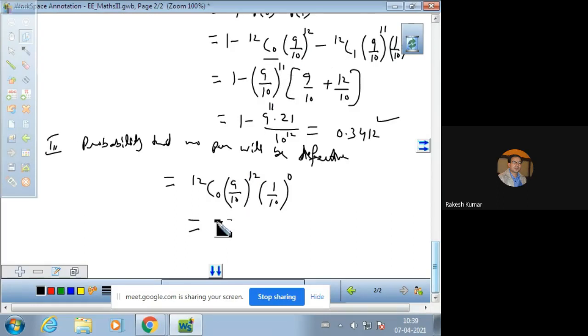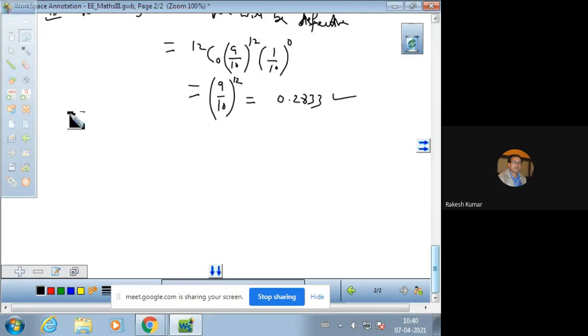After making the calculations, you will be able to find that 9 over 10 raised to power 12 comes out to be 0.2833. This is your required probability, the probability that no pen will be defective. No pen will be defective means all the pens are non-defective. So this is how we can find the required probabilities by using the binomial distribution.